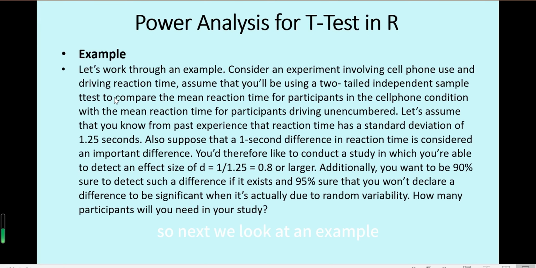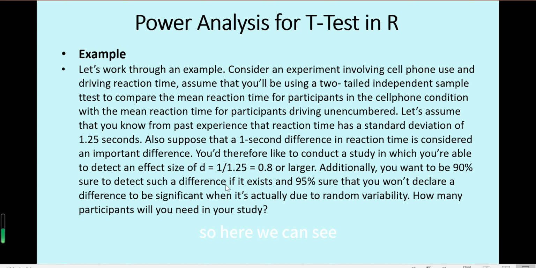Next we look at an example. An experiment involving cell phone use and driving reaction time assumes that you will be using a 2-tailed independent sample t-test to compare the mean reaction time for participants in the cell phone condition with the mean reaction time for participants driving unencumbered. Assume that you know from past experience that the reaction time has a standard deviation of 1.25 seconds. Also, suppose that a 1 second difference in reaction time is considered an important difference. You would therefore like to conduct a study in which you are able to detect an effect size of d = 1 / 1.25 = 0.8 or larger.